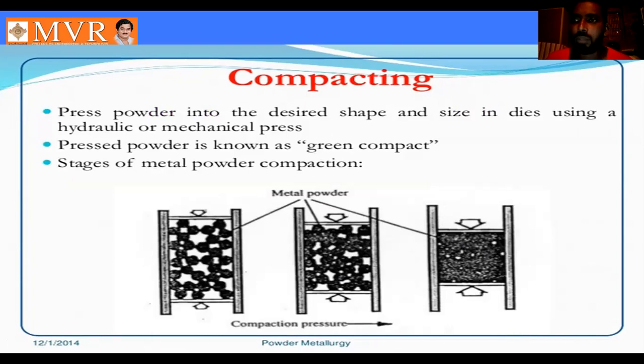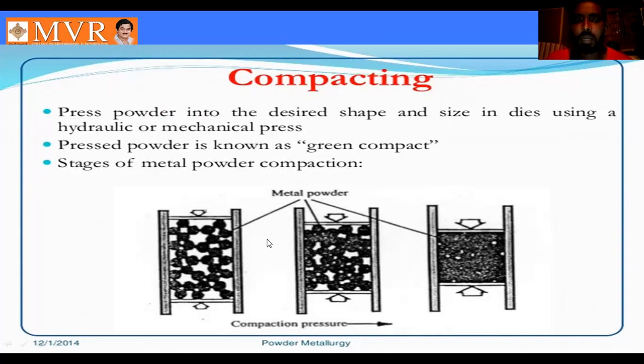The metal becomes a very brittle material. After completion, the object becomes brittle, so it will break easily. We can break it easily. Why? Because it is brittle. Why? Because we are not applying equal and opposite force on the powder. That's why the object does not have good strength. That is one of the drawbacks we can see in these different types of compacting methods.